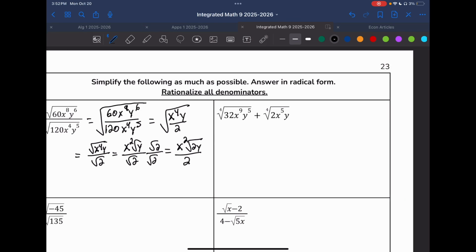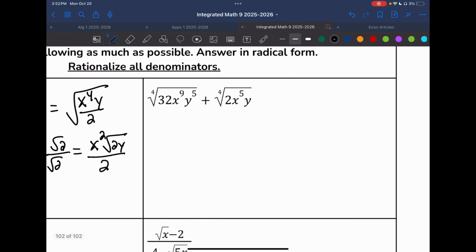Okay. Over here, I'm going to start by just simplifying this. Again, remembering that 2 to the 4th power is 16. So 32 is going to become 2 times the 4th root of 2. So we can put a 2 outside. x squared y times the 4th root of 2xy. And we're going to add that to x times the 4th root of 2xy.